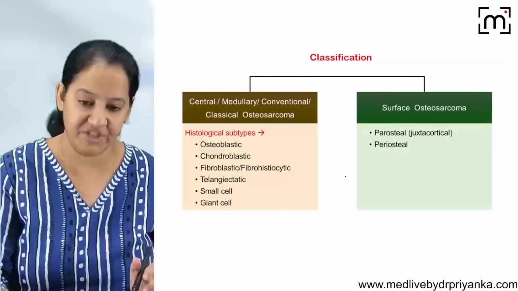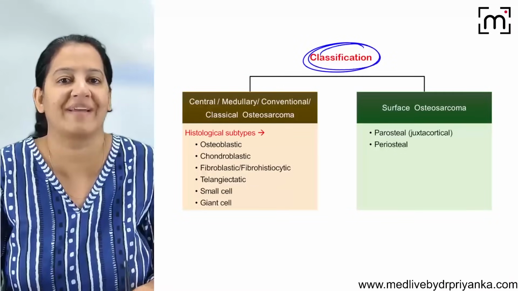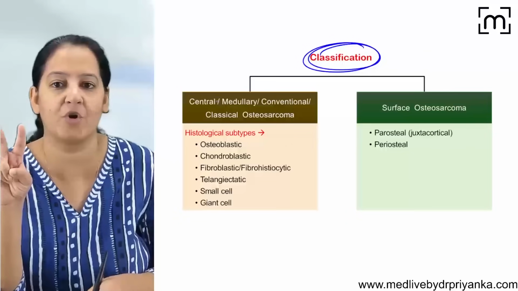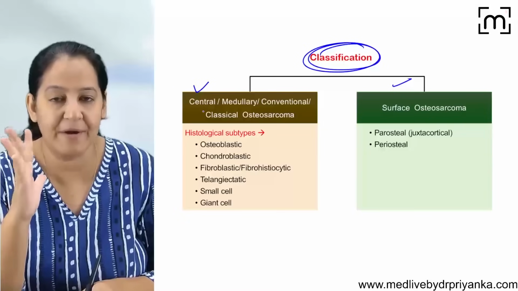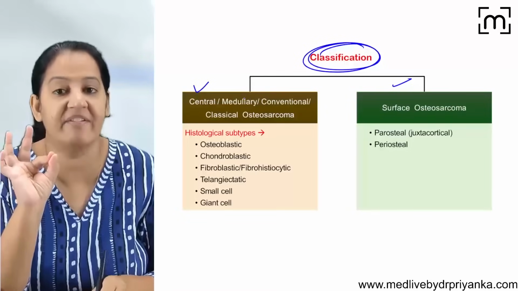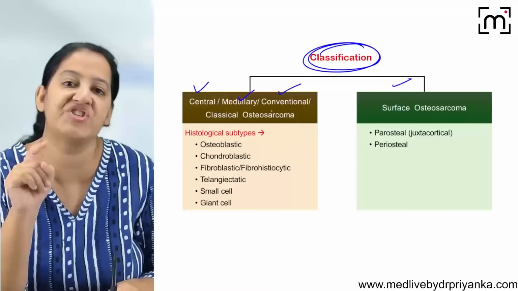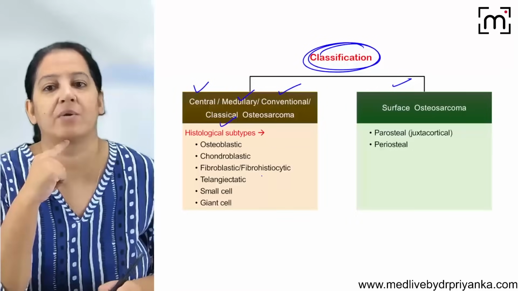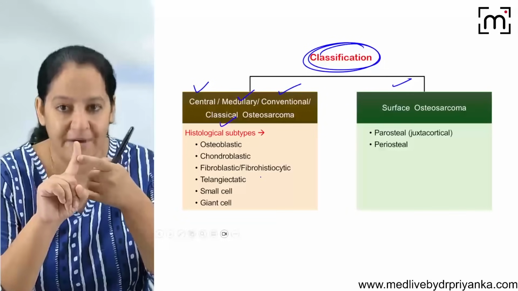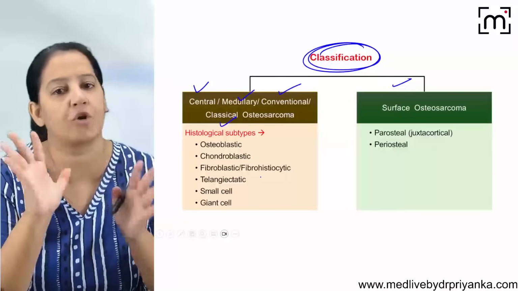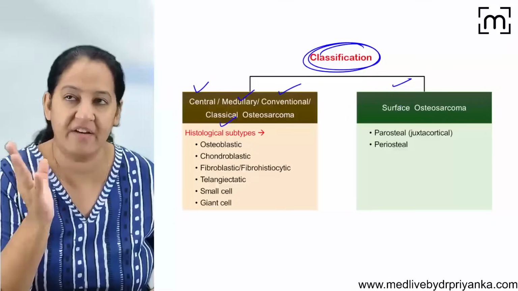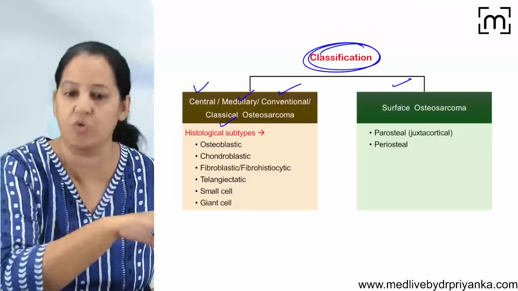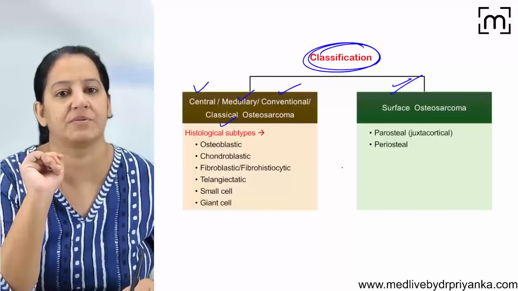Now coming to the classification, we divide osteosarcoma into 2 categories. What are the 2 types? One is central, one is surface. The central ones start from the medullary cavity. It arises from the medullary cavity. That's why it is also known as medullary or conventional osteosarcoma, also known as classical osteosarcoma. So central, medullary, conventional, classical osteosarcoma is the same. And the other one is arising not from the medullary cavity. They are arising either from the cortex or outer to the cortex. So these are known as surface osteosarcoma.